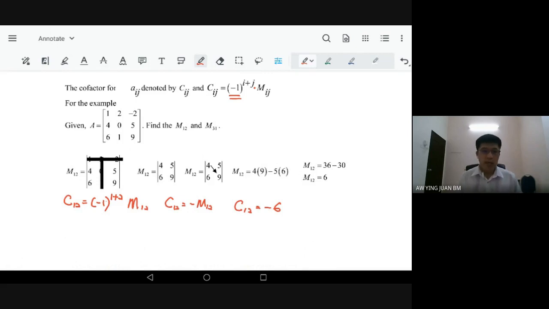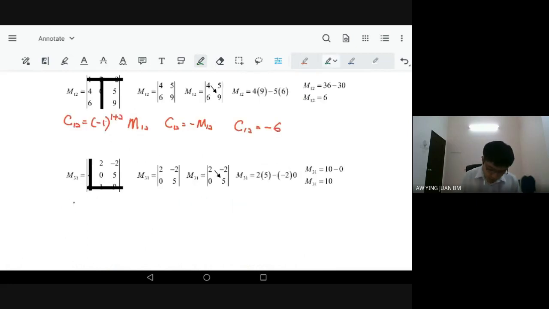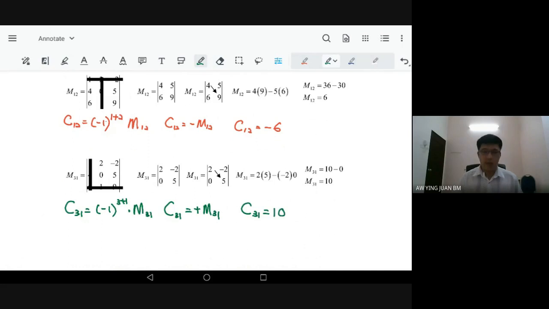So that is one of the example. Proceed with the M31. We're going to find the cofactor. So here we move on to C31. So by refers to the formula, we have -1, then power 3 plus 1, multiply with M31. So C31 is equals to, try to imagine the -1 power 4. Power 4. 4 is an even number. So we will have a positive M31. Kindly refers to the M31, we have 10. So finally, C31 is equals to 10.